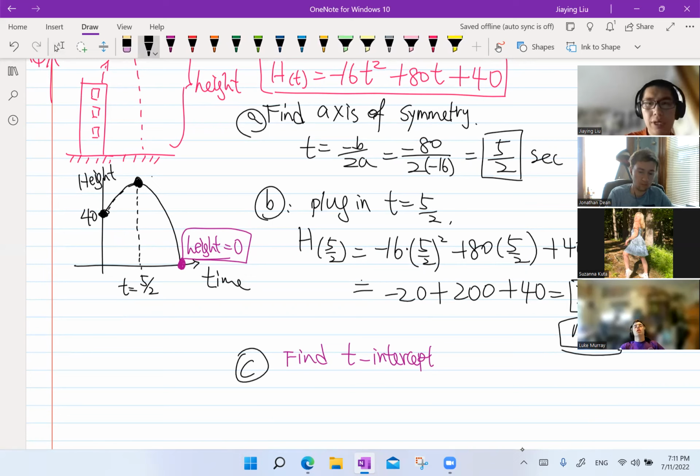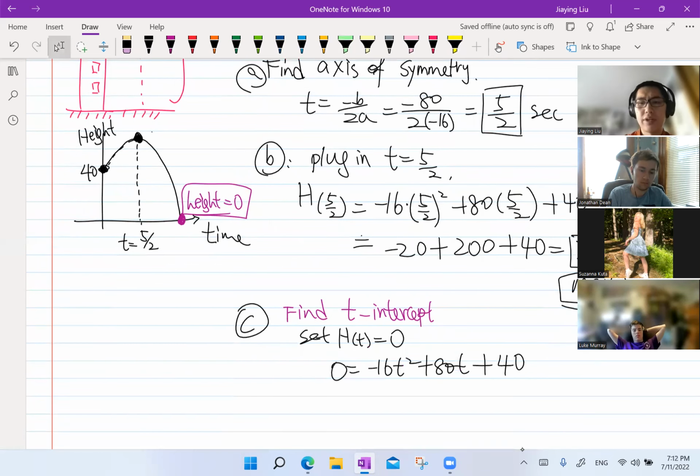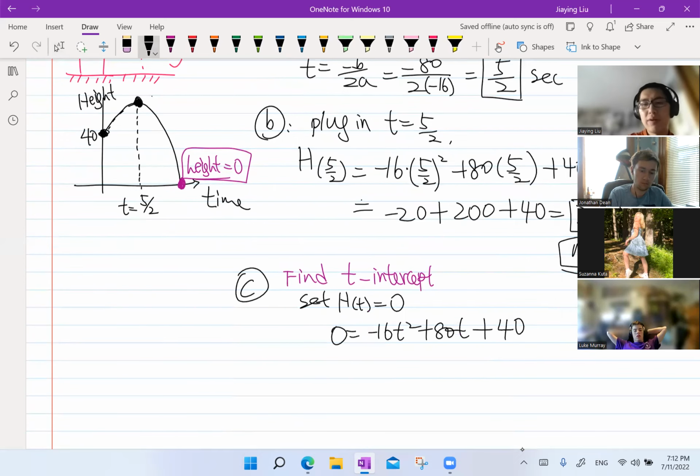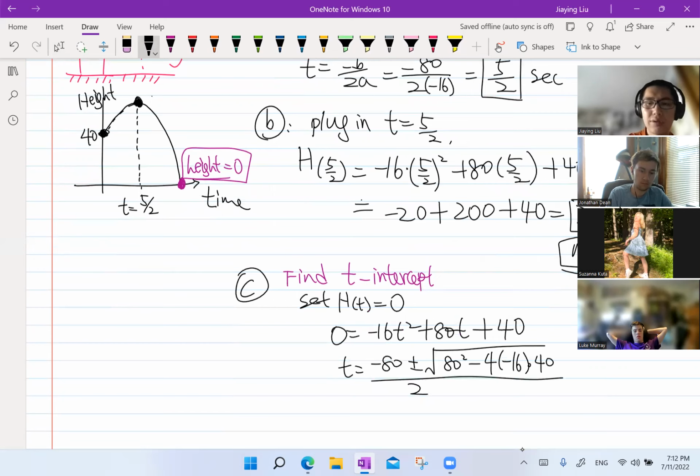So we get 0 equals negative 16 t squared plus 80 t plus 40. I think we might be able to factor this, but I'm not even going to try that hard to do it. So I'm just going to use the quadratic formula. So t equals negative b plus or minus the square root of b squared minus 4ac, all over 2a.